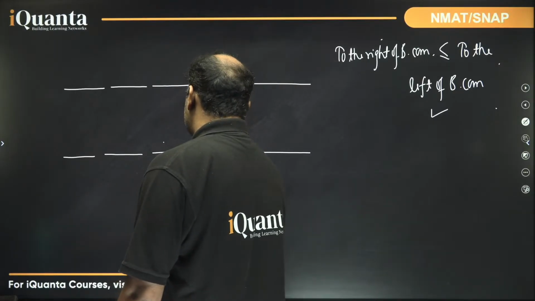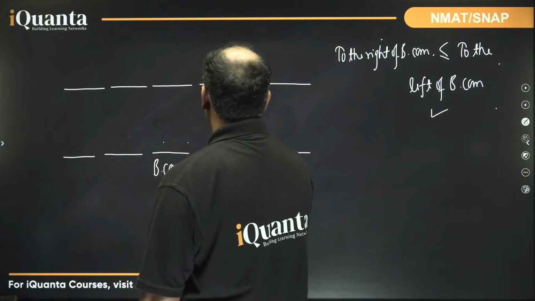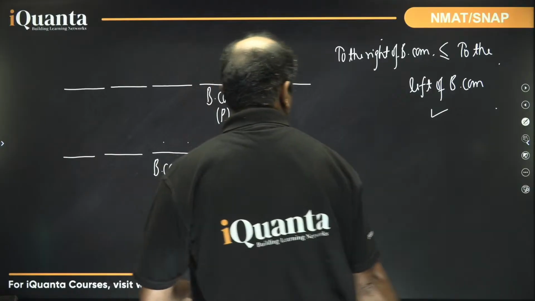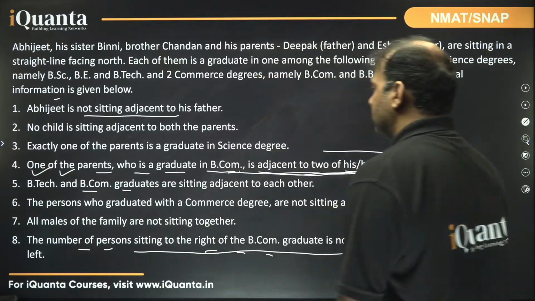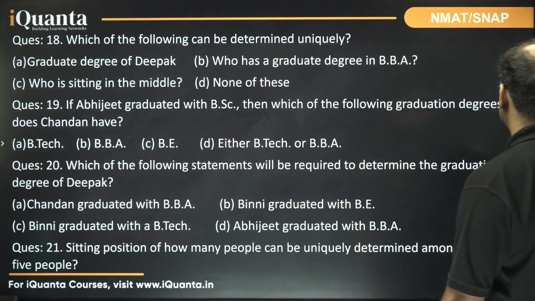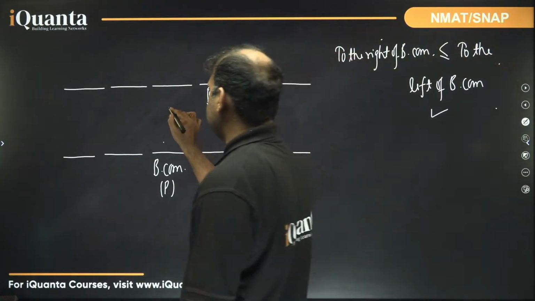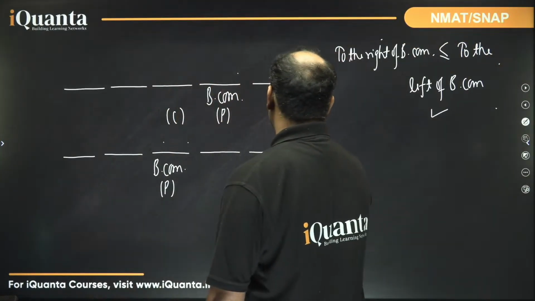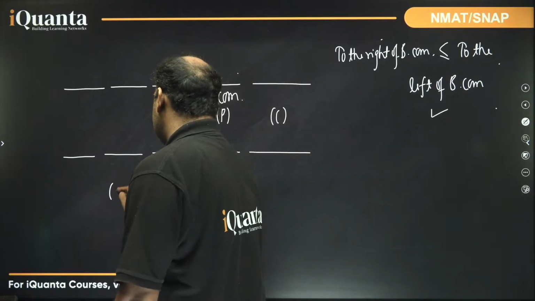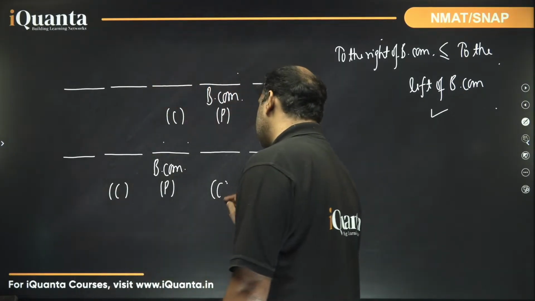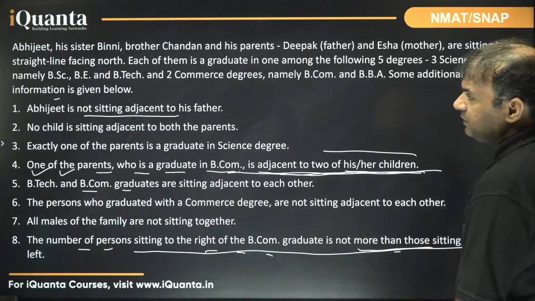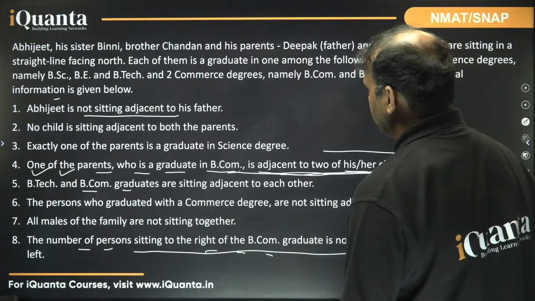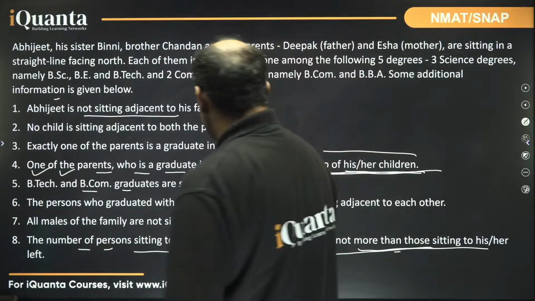And guys, we also know that this person is one of the parents. And remember, let me show you that point number 4: a BCom person is a parent and adjacent to 2 of his or her children. So this person has to be a child. This also has to be a child. This has to be a child, and this also has to be a child. Which child, we do not know. It could be Abhijit, Bini, and Chandan, those were the names. All right, so this is something we are sure of.